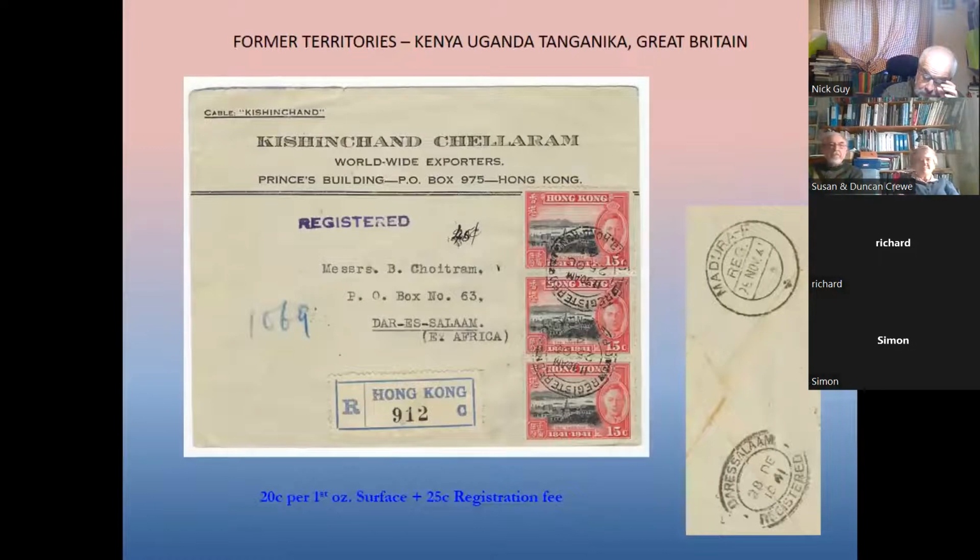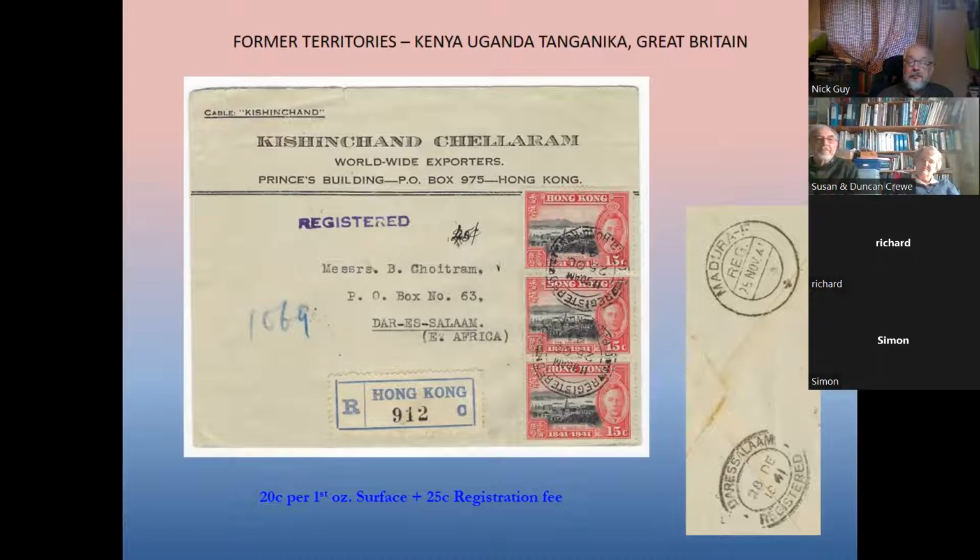So next we have a former territory. Again, this is something with my broad definition of a territory. It could be construed as a colony, but because it's actually three countries, I call it a territory. So it's a KUT, nice cover going with the 45-cent rate made up of 20 cents first down surface, 25 cents registration.